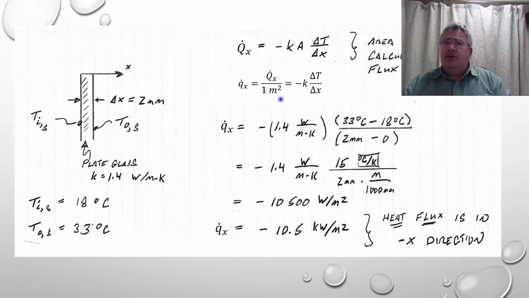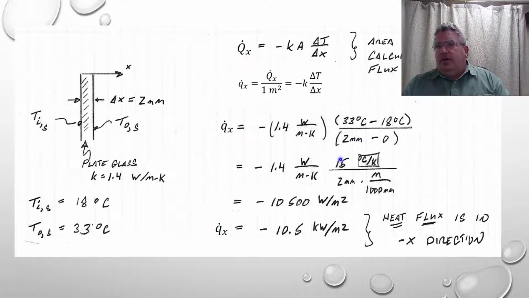And your answer is going to be coming out in how many watts of heat is transferred per unit square meter of the wall or the substance that you're working with. We're assuming an infinite flat wall for most of our cases here. So negative thermal conductivity, T2 minus T1, or in this case, T outer minus T inner, over 2 millimeters, right? That's X2 minus 0. So we get negative 1.4 watts per meter Kelvin.